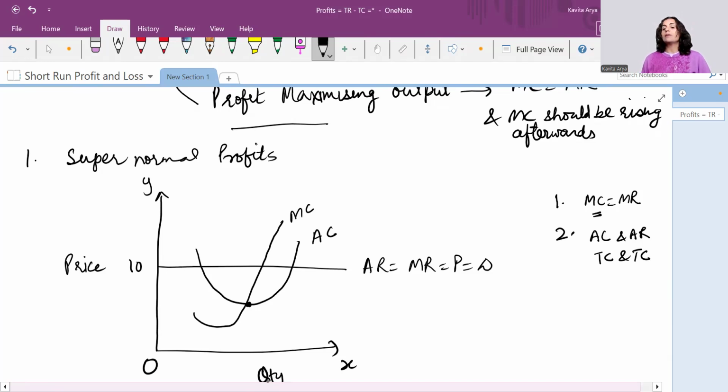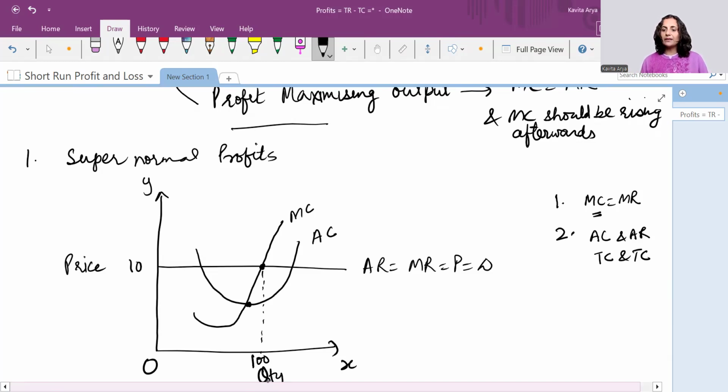Right. So let us first find out the quantity or profit maximizing output. So MC is equal to MR at this point. See, MC is equal to MR. Drop it down at x-axis. Say this is 100 units of quantity to be produced in the market.